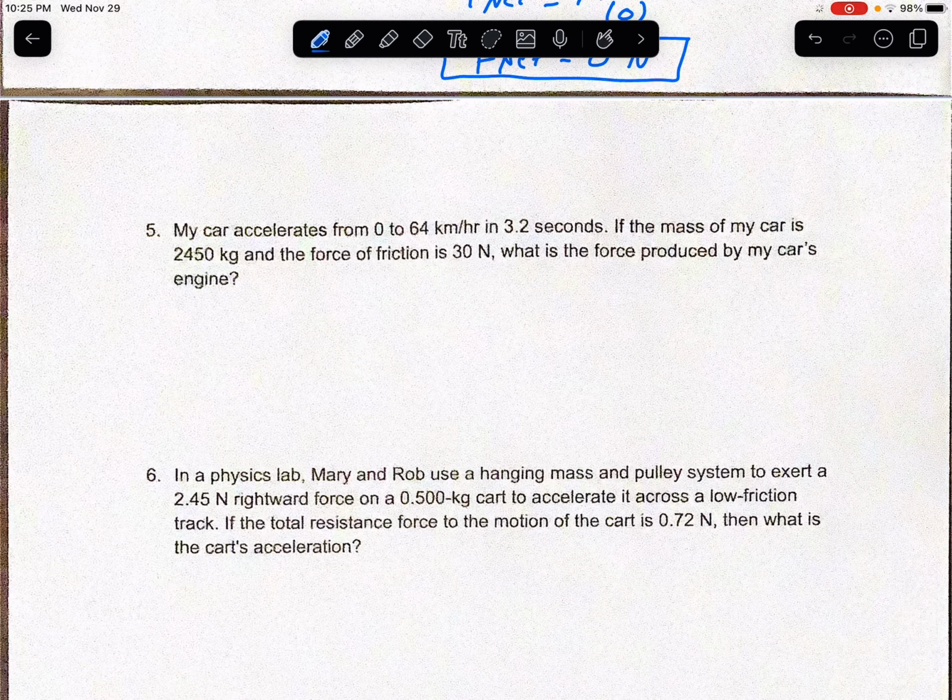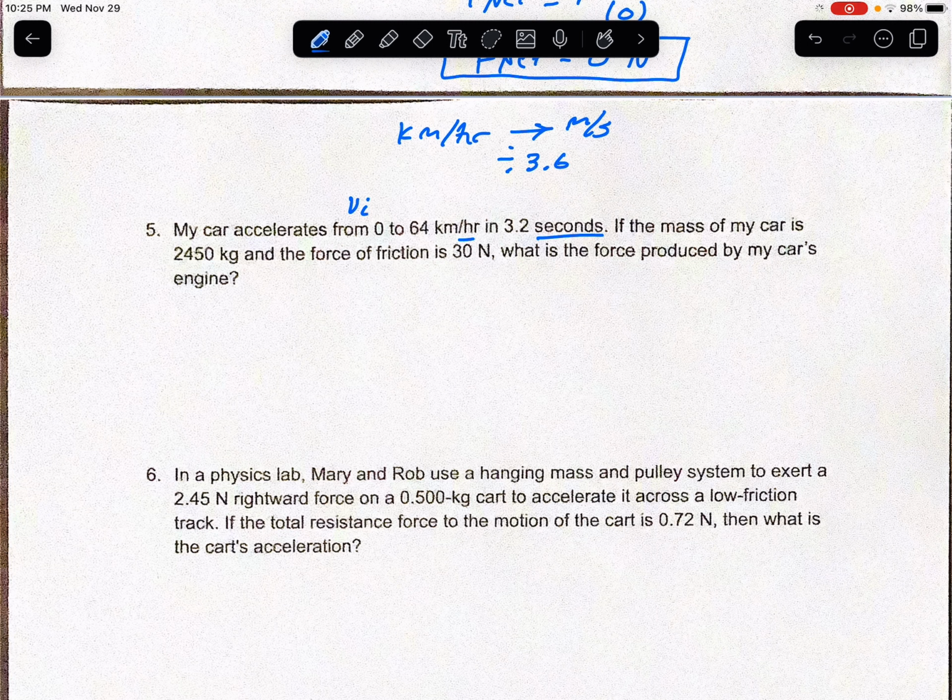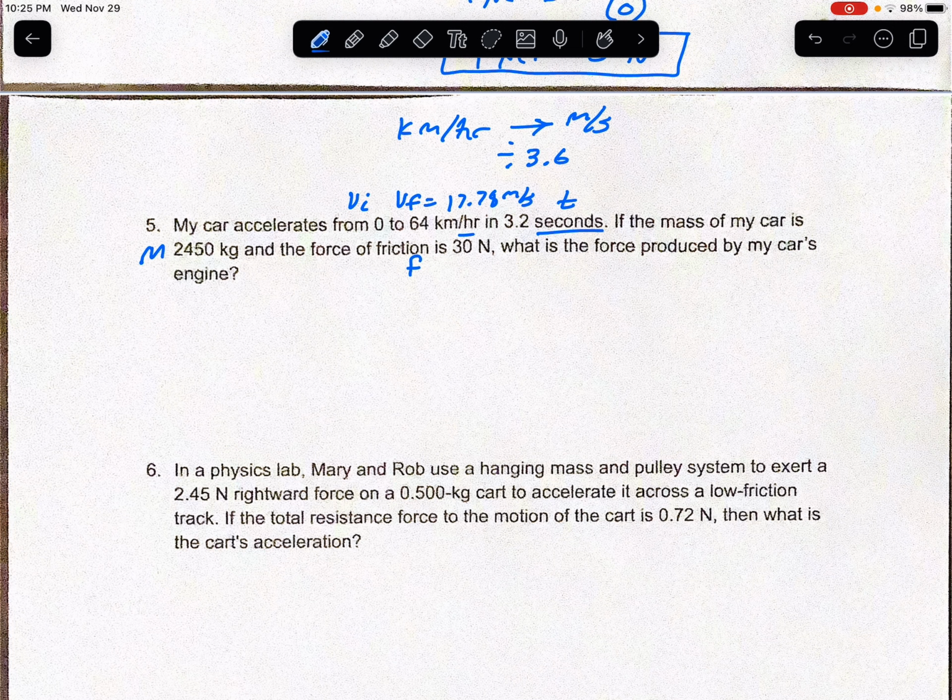Okay, next one. My car accelerates from 0 to 64 kilometers per hour, so there's VI. Now, remember, your time is 3.2 seconds, and your velocity is in hours. We did this a while back: if you want to go from kilometers per hour to meters per second, just divide by 3.6. So if you take that 64 and divide by 3.6, that gives you 17.78 meters per second. So there's my VF, and you know time. The mass of the car is 2450 kilograms, so there's your mass. And the force of friction is 30 newtons, so there's your FF.